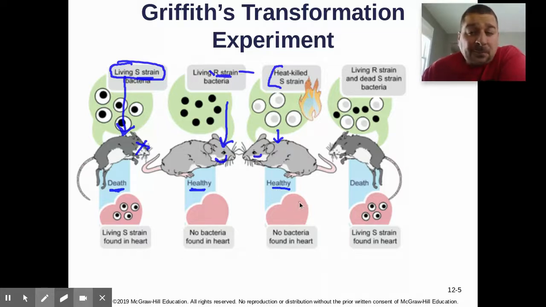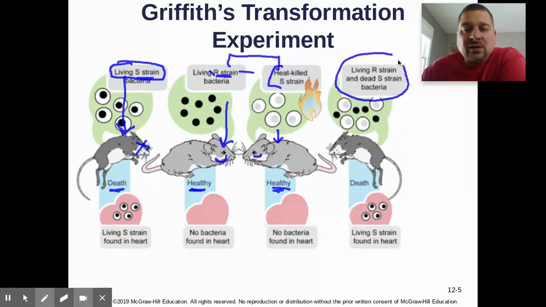And then he did something interesting. He took these two, which both left the mouse healthy, and he combined the two. So here's living R strain and the dead S strain, put it into the mouse, and lo and behold, the mouse died.